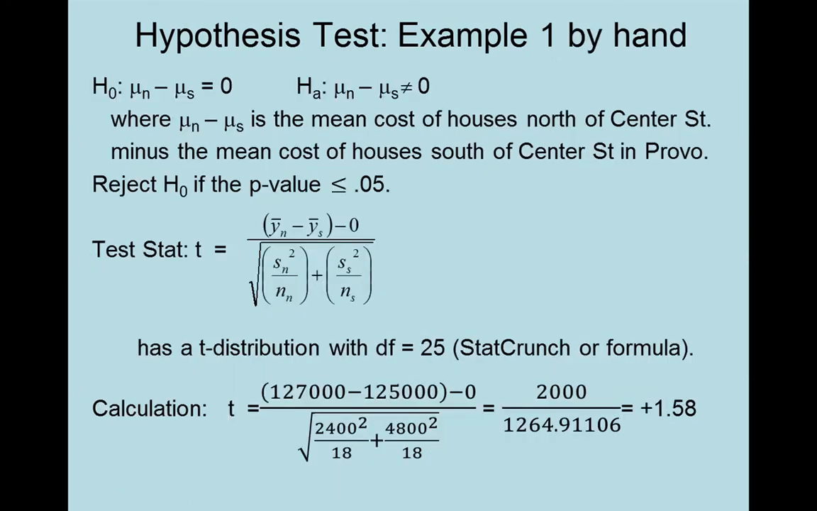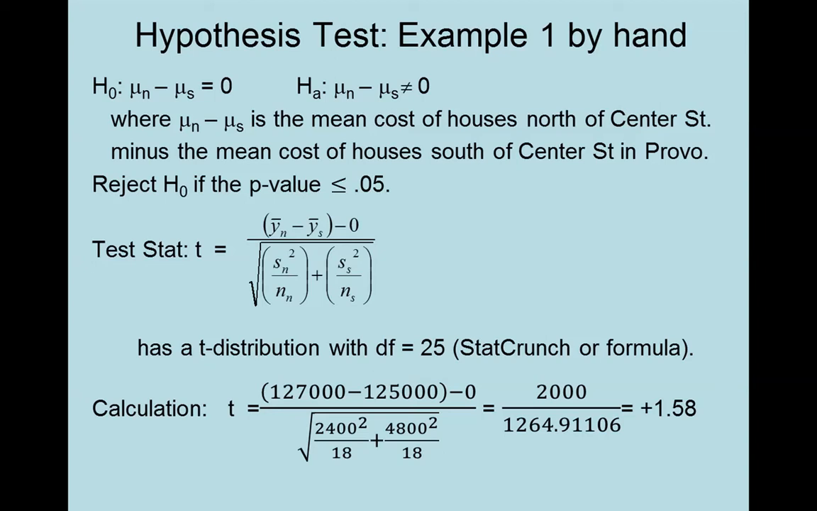So first we need to make sure we understand what our parameters are and what we're testing. So mu sub n minus mu sub s is the mean cost of all houses north of Center Street minus the mean cost of all houses south of Center Street in Provo. So it's that difference. Now start with the alternative hypothesis. H sub A is that mu sub n minus mu sub s is not equal to 0. So what that means is they're not the same, and that's what we're looking for.